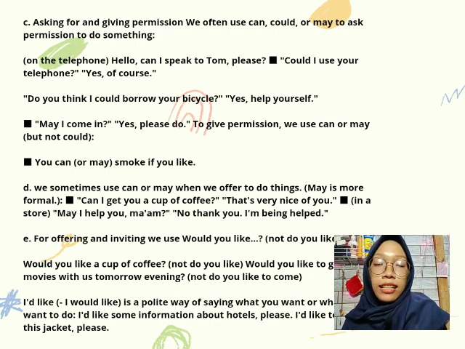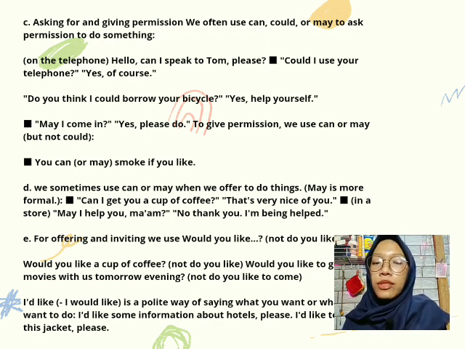C. Asking for and giving permission. We often use can, could, or may to ask permission to do something. On the telephone: Hello, can I speak to Tom please? Could I use your telephone? Yes, of course. Do you think I could borrow your bicycle? Yes, help yourself. For other example, may I come in? Yes, please do. To give permission, we use can or may, but not could. You can or may smoke if you like.